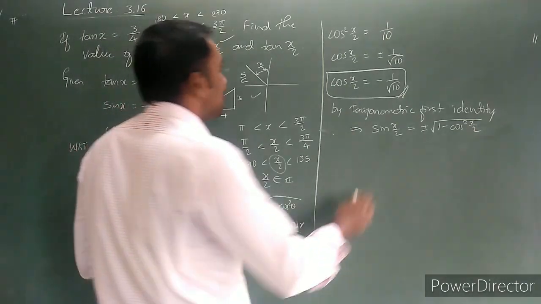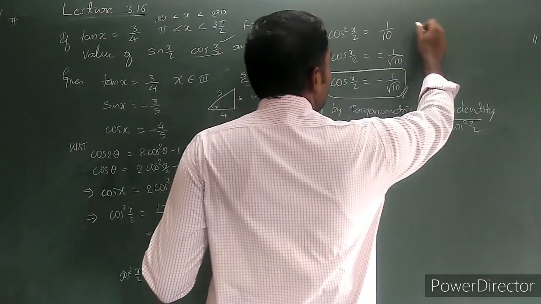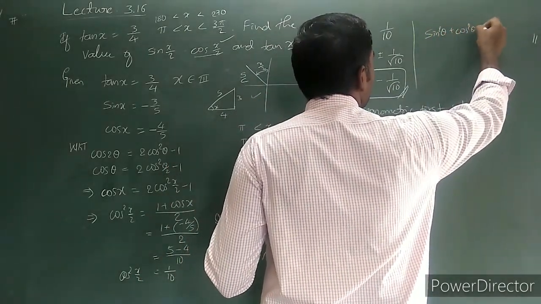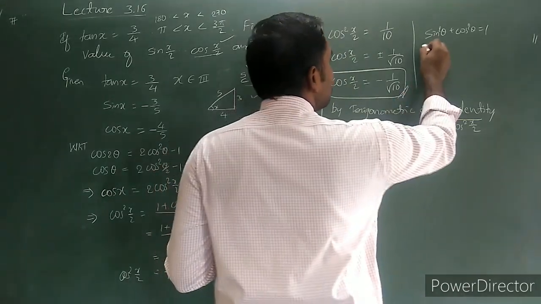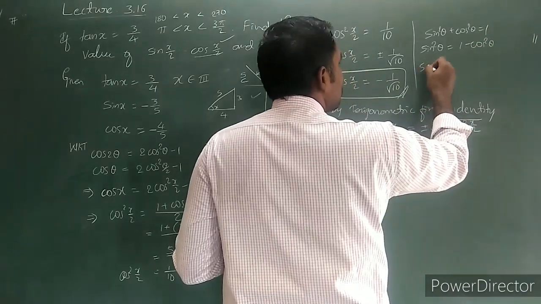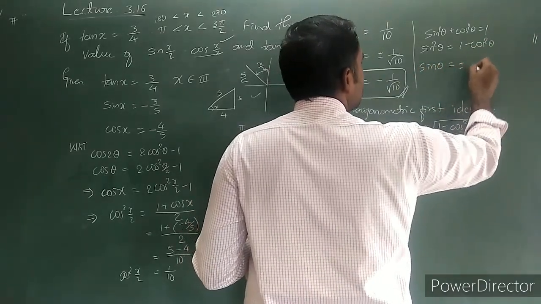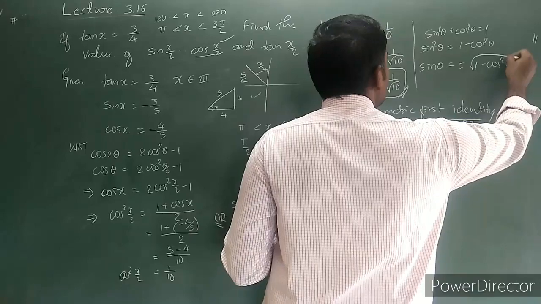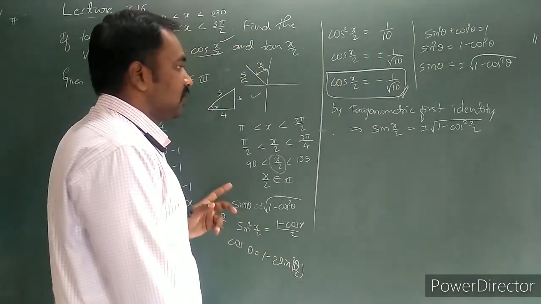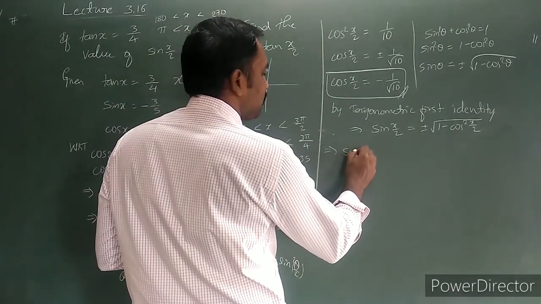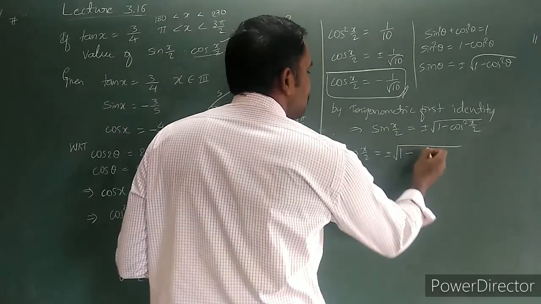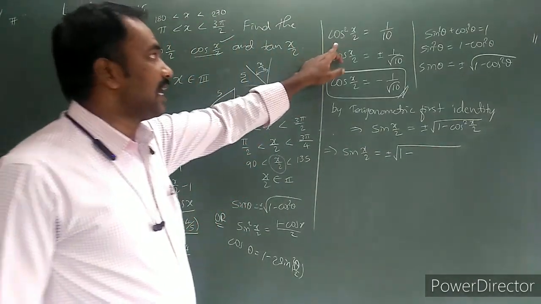Or else, I just write here sine square theta plus cos square theta is equal to 1. We need the sine square theta value, so 1 minus cos square theta. So sine theta is required, equal to plus or minus root of 1 minus cos square theta. But instead of theta, here we have the angle x by 2. That's right. Okay. Sine of x by 2 is equal to plus or minus root of 1 minus cos square x by 2. Direct value, you know that.